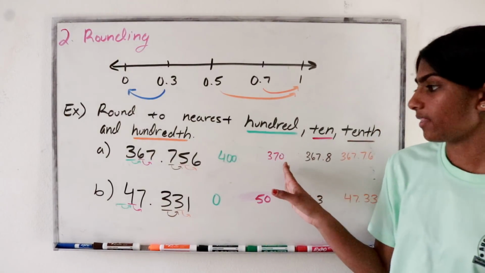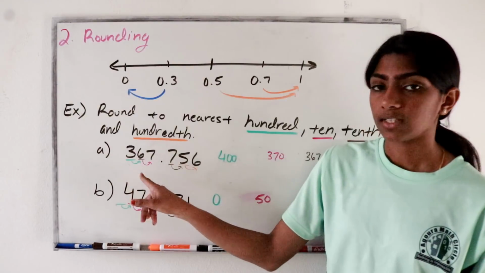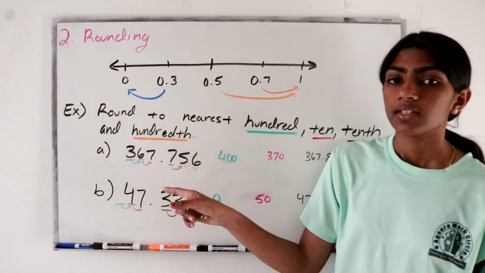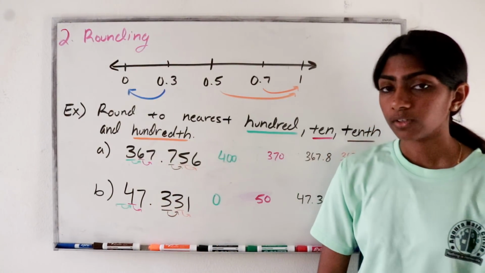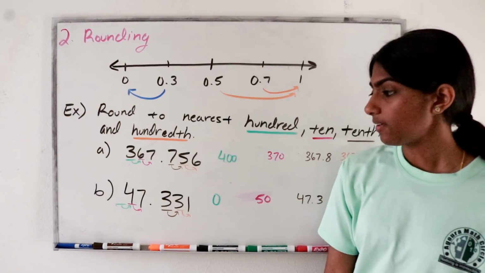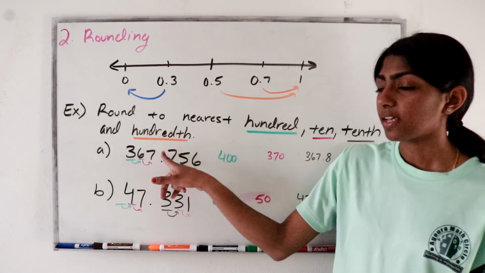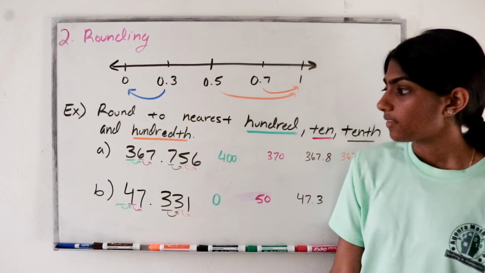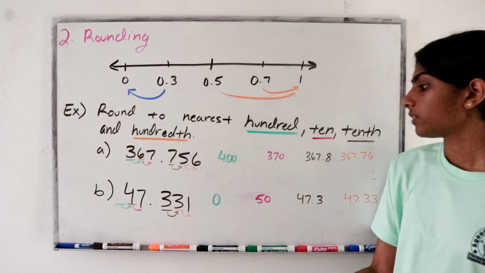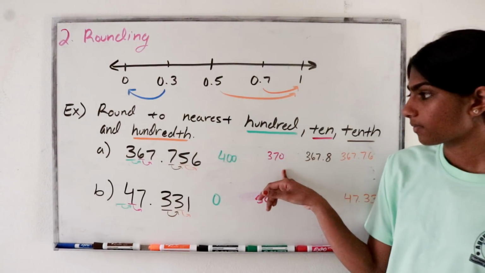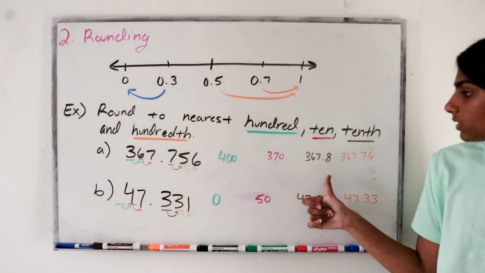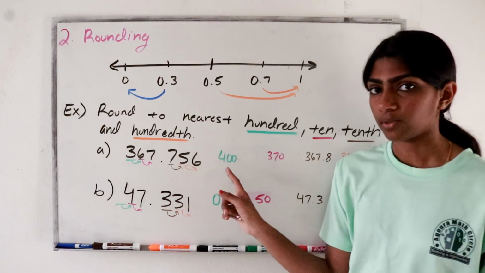Next, let's look at the tens. So 367, look at the 6, and you want to look at the digit before it, to see if it's higher than 5, including 5, or lower than 5. And we have 67, so 7 is higher than 5. That means we're going to round up, so that means we go to 370. And then right here we're going to go to the tenth, so that means we're going to the decimal places.